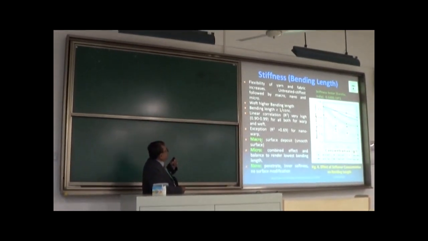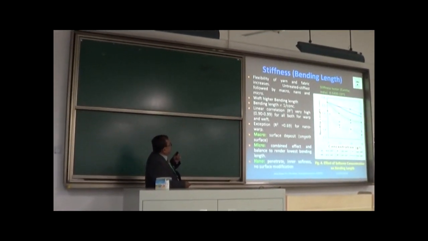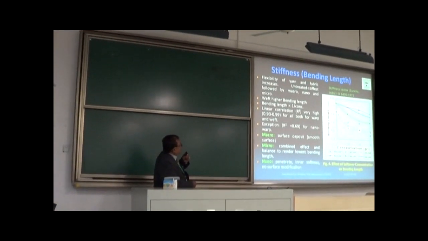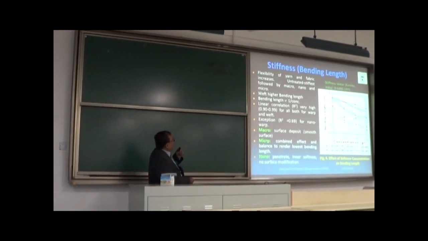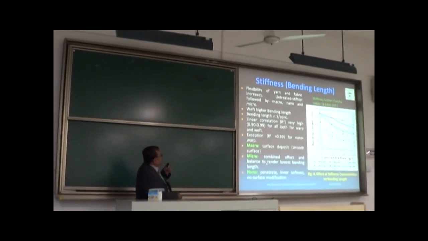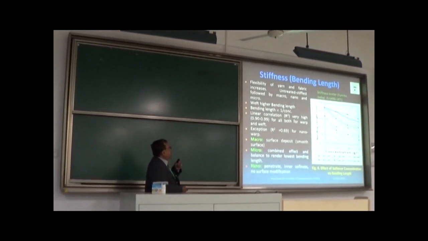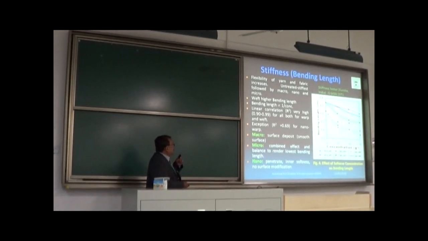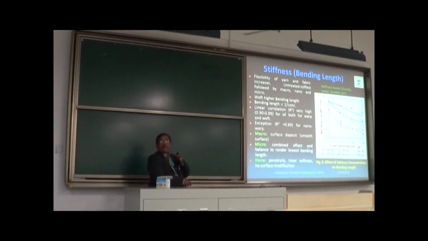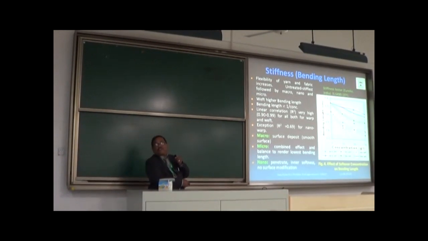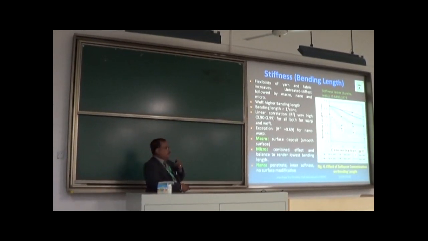So we can conclude that there is surface deposition, that is, a smooth surface in the case of macro, and micro is a combined effect and balance to render lower bending length. Nano penetrates much, giving inner softness, so there is no surface modification, so bending length has not changed much with nano.